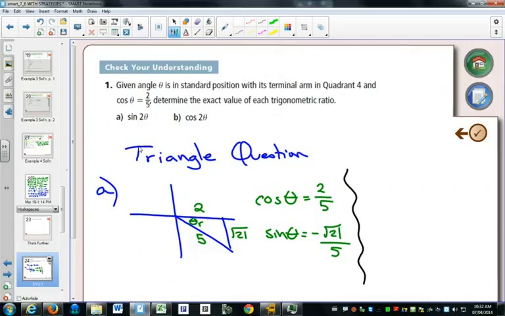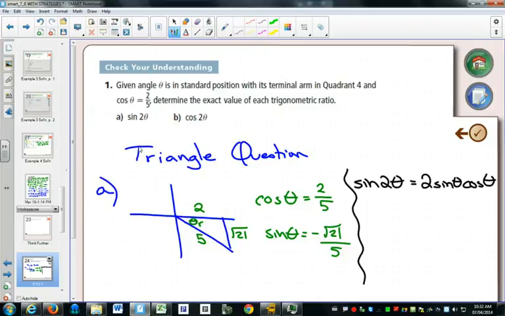Now, in A, we want to find sine of 2 theta. You might be tempted just to double root 21 over 5. But this is where we always have to go to our formula sheet and our identities. The only thing we can do with sine of 2 theta from our identity sheet is say it's equal to 2 sine theta cos theta.